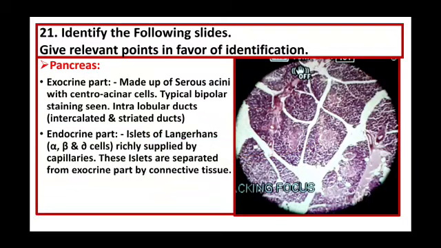Intralobular ducts are the intercalated and striated ducts. So next, coming to the endocrine part, which contains the islets of Langerhans, comprising alpha cells, beta cells and delta cells. These islets are richly supplied by capillaries. The islets are separated from the exocrine part by a delicate connective tissue.